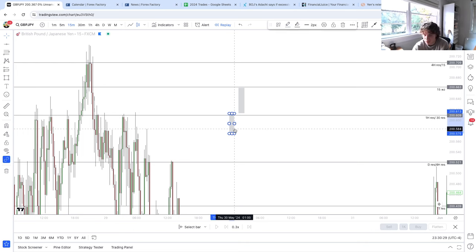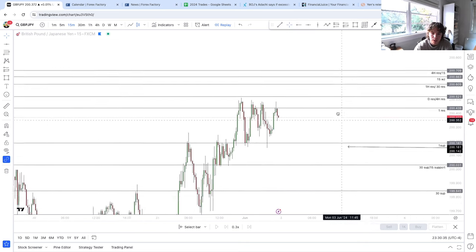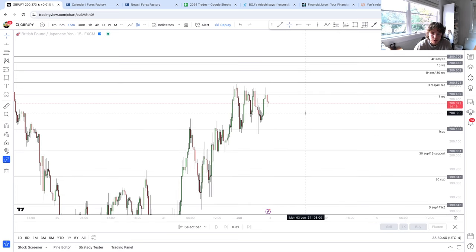Okay, we can adjust this 4 hour level up here as well, 15 minute level. Okay, so now we have a real picture starting to form on what we can start thinking about doing as price is forming for the London session.